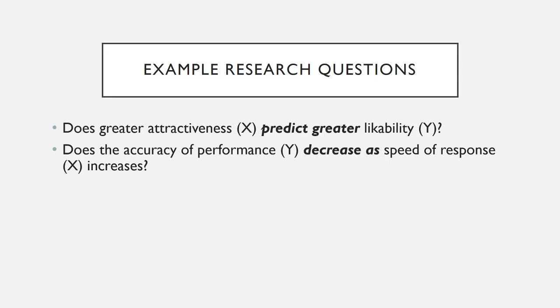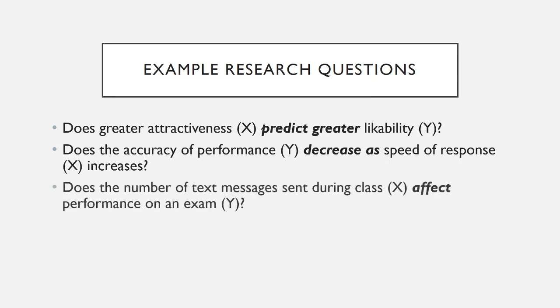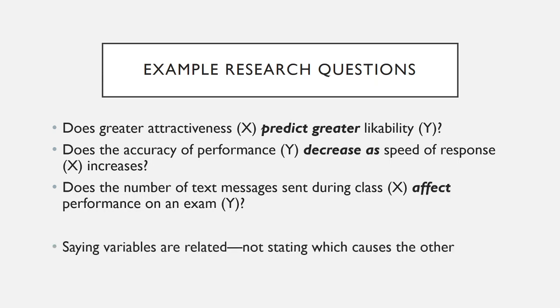In the case of these two statements, "predict greater" or "decrease as" are indicating directionality. You can definitely have a correlational research question that is non-directional in nature by having your association word be something like "affect," or "is associated with," or "is correlated with," where you don't have language indicating that you predict a positive or a negative correlation. That's completely fine.